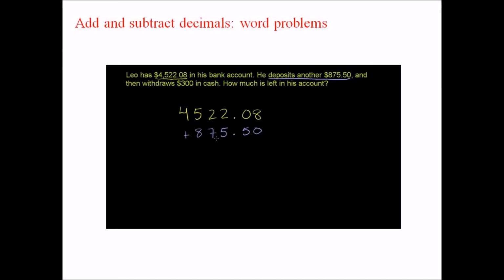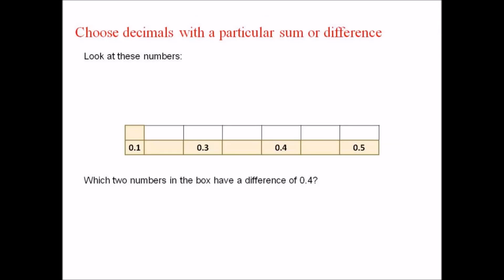For example, choose decimals with a particular sum or difference. Now here, which two numbers in the box have a difference of 0.4? It is 0.1 and 0.5.